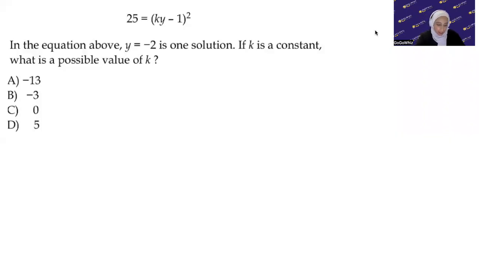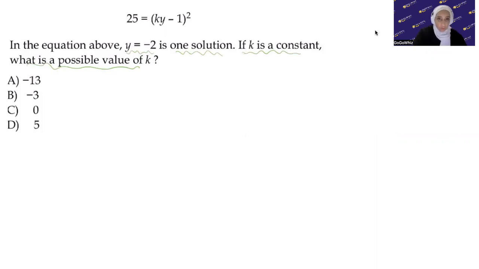Hi, everyone. With a question like this, where we're saying, here's a given equation, we have two unknowns in it. We have the k and we have the y. And they tell me that y is equal to -2 is one solution. We don't know if there's another, right? But they're just saying it's one solution that is possible. Now they're saying if k is a constant, what is the possible value of k, knowing that y is equal to -2 is a solution.